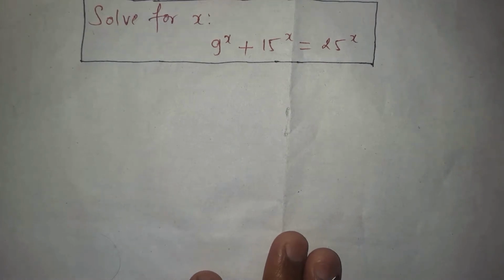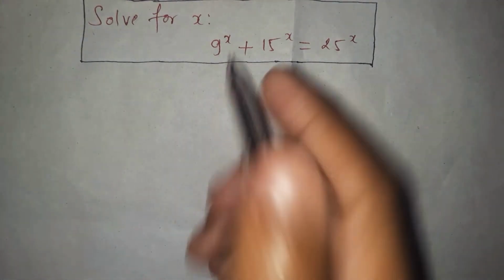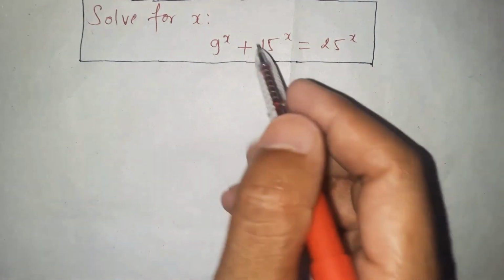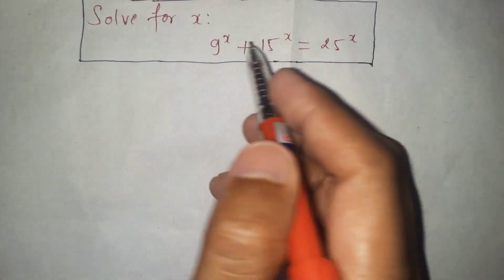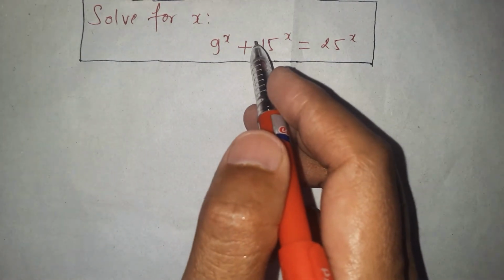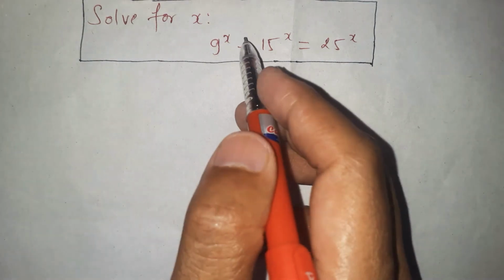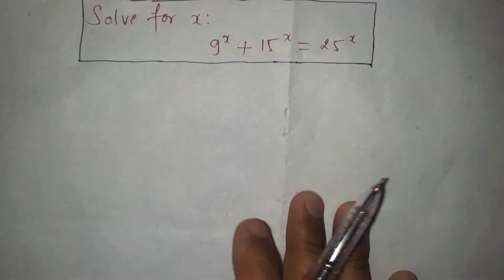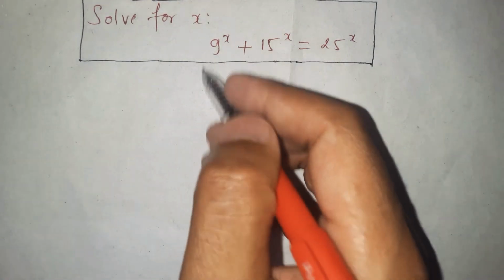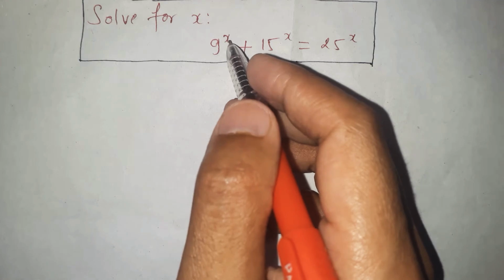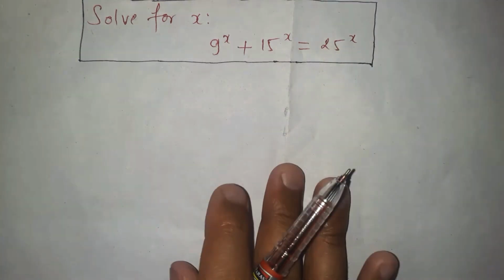Here I have taken a question. This is the exponential form. The variable x is here in the exponents. This is an exponential equation. We are going to solve this equation to get the value of x. Here x is unknown, and the answer of this question will come in terms of the golden ratio phi.